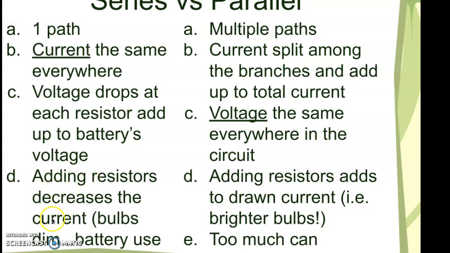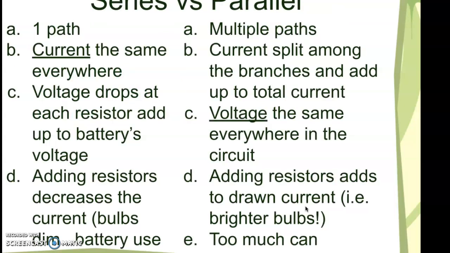Adding resistors in a series circuit decreases the overall current because, as you add resistors, RT is just adding them together. The bulbs dim as a result, and battery use decreases. In a parallel circuit, adding resistors adds to the drawn current. It's the weird thing about it, right? Adding resistors decreases overall resistance in parallel, making your bulbs burn brighter. Again, that's a problem in the sense that you can overload the circuit, or your battery would just burn out really fast.